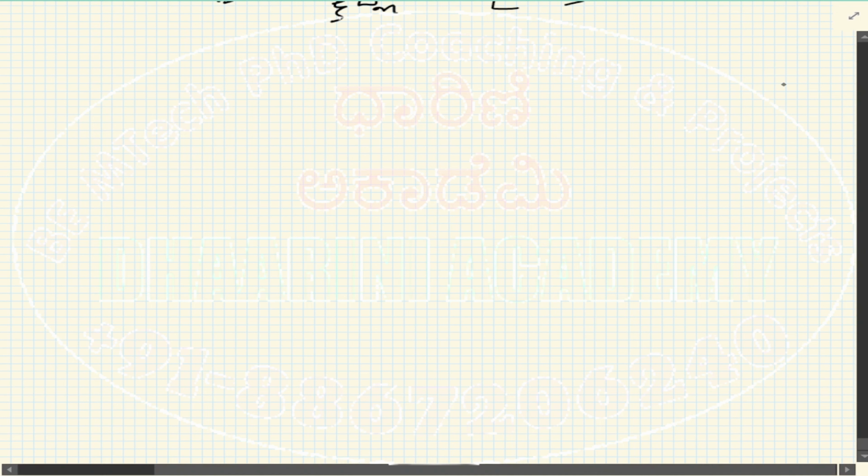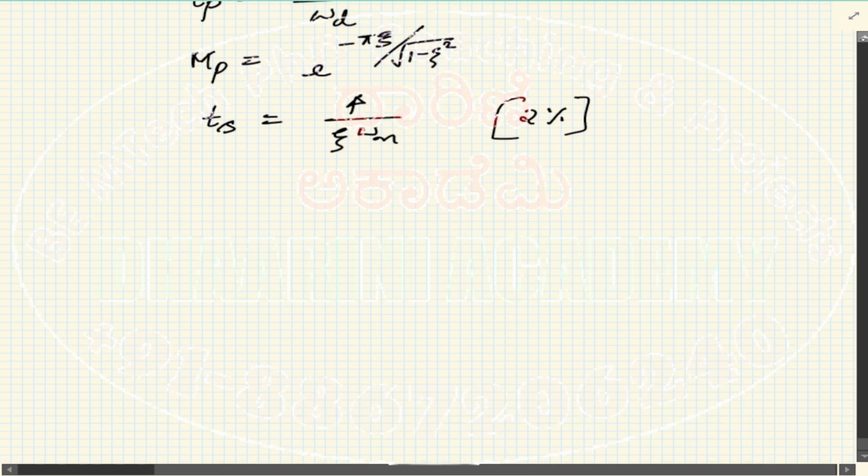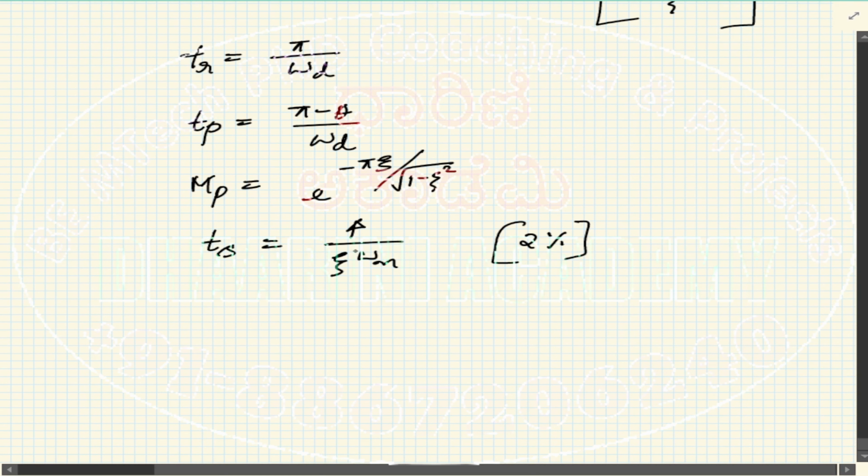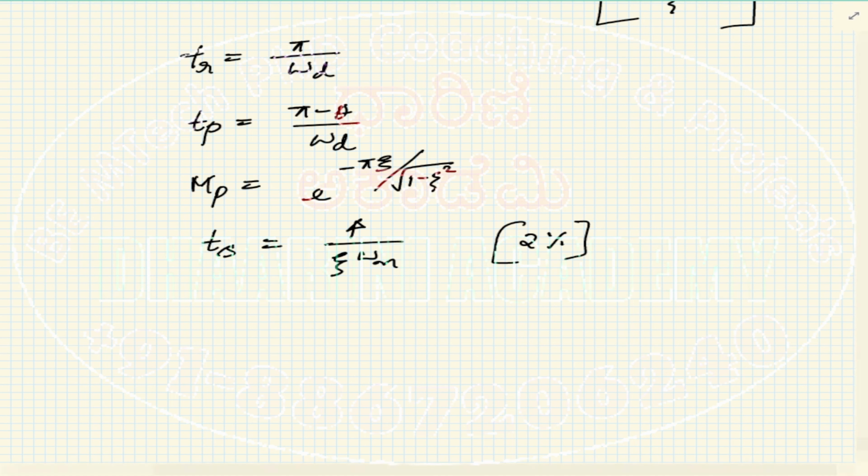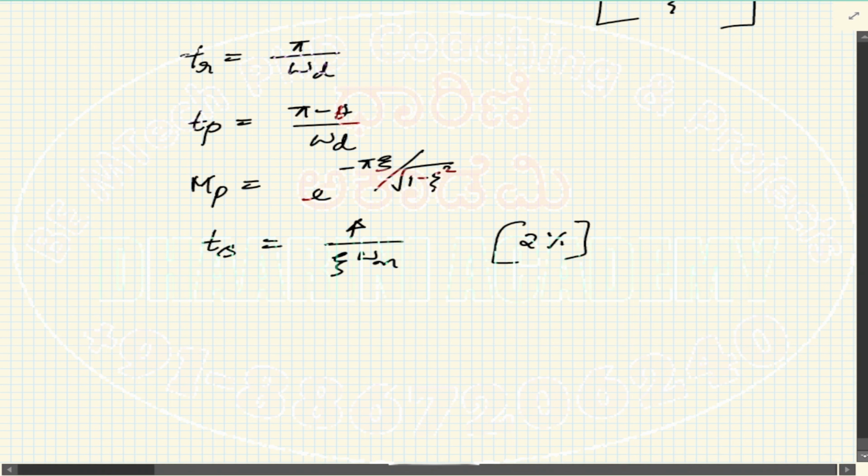Let's quickly solve a problem based on this, all right? The settling time for 5% tolerance is 3 by zeta omega n. Now, fine. Let's take a question.